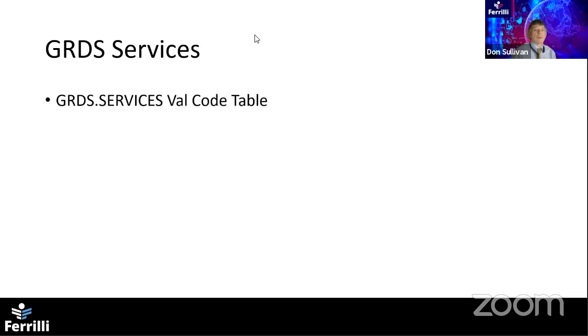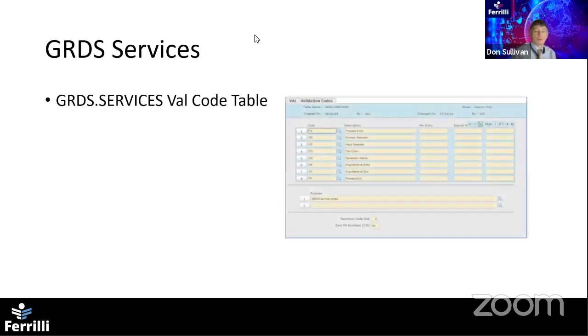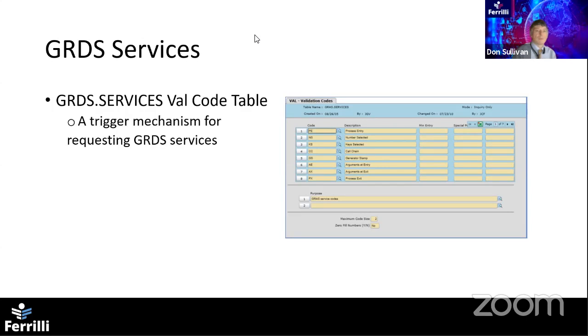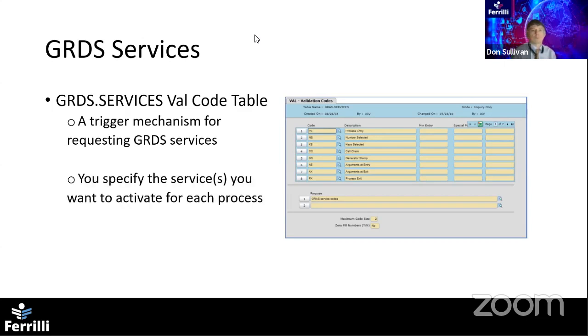And here we have the valcode table that we'll talk a little bit about here. So if you need to see what those services are, like in your valcode table, you can see it there, GRDS services, and just pull that up. But like I said, it's also in the manual where it explains it a little bit more in detail. And this is your trigger mechanism for requesting these services. You specify the services you want to activate for each process.